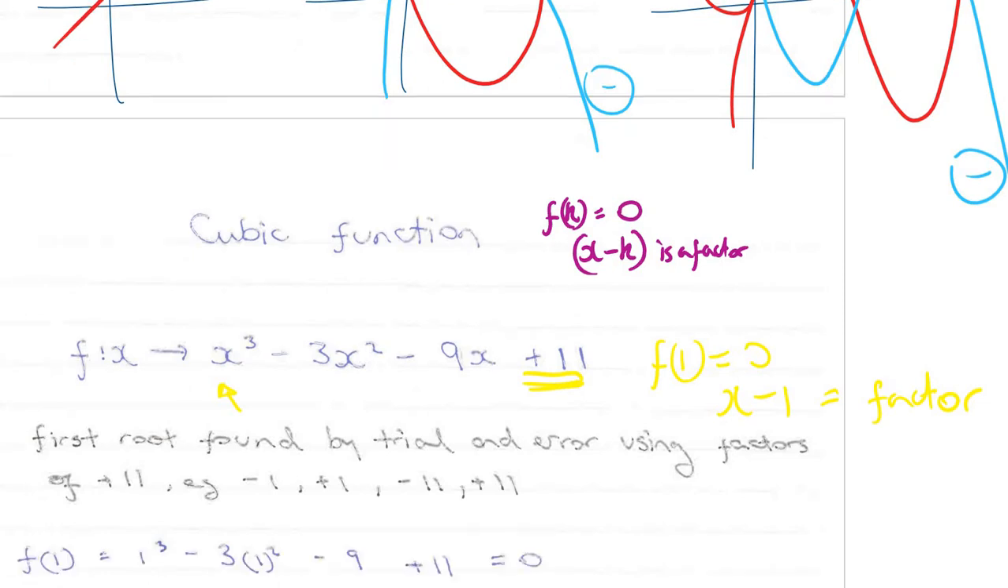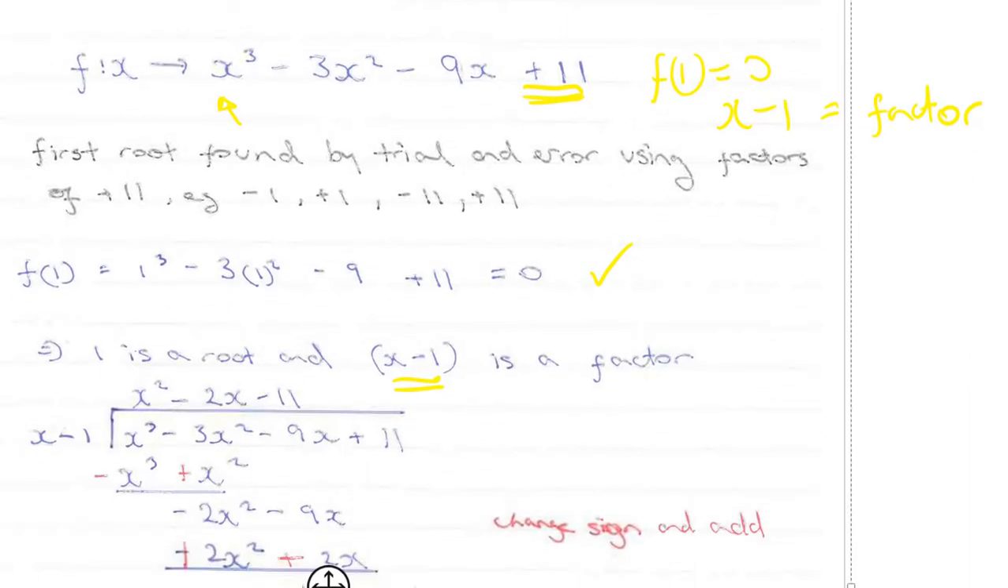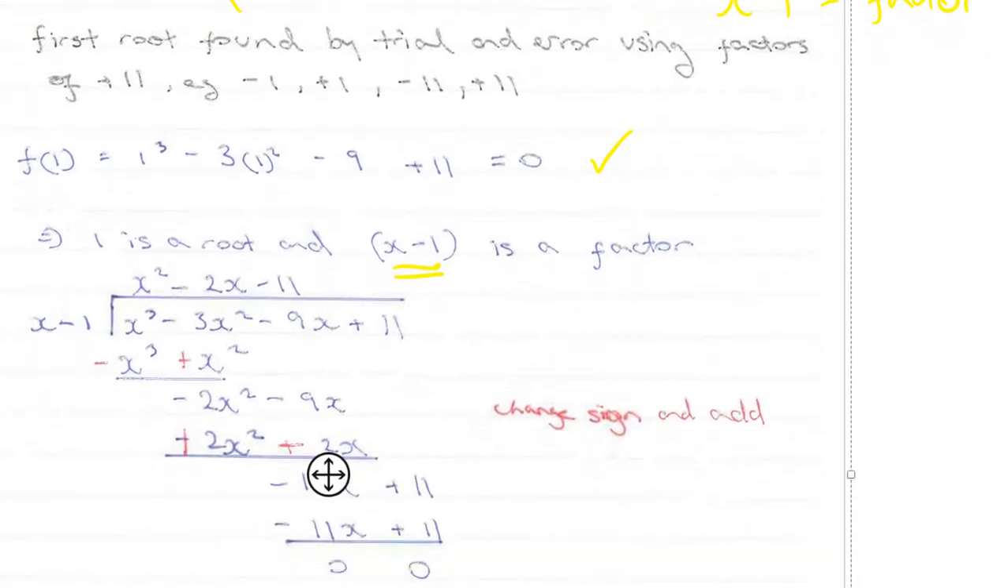So if I plug in 1 to start with anyway, f of 1, I get 1 cubed minus 3 times 1 squared minus 9 times 1 plus 11, which actually does equal 0. Therefore, 1 is a root, so I know my curve touches the x-axis at x equal to 1, and so x minus 1 is a factor. We then carry out some long division. There are other methods to do this, as I said. You can use the box method to factorize, but here we're just going to use long division just to recap it. X minus 1 divided into x cubed minus 3x squared minus 9x plus 11.